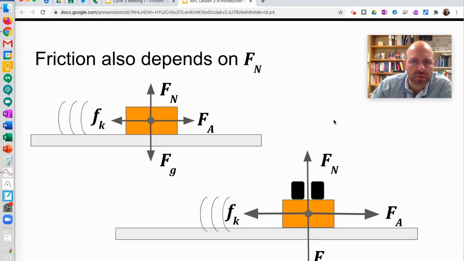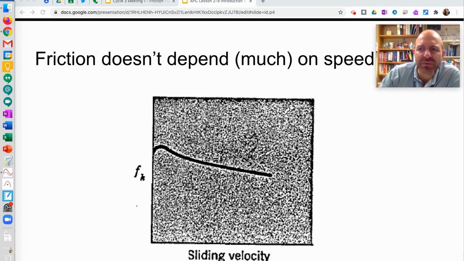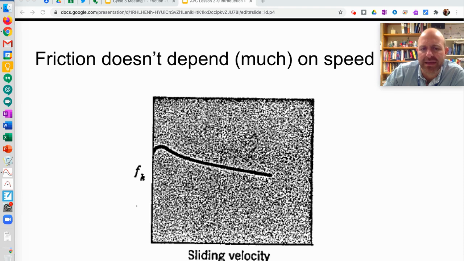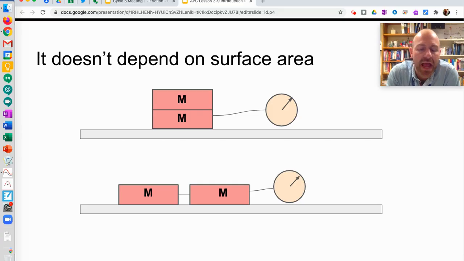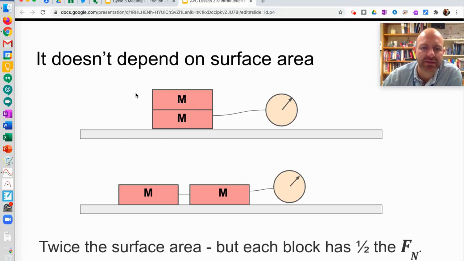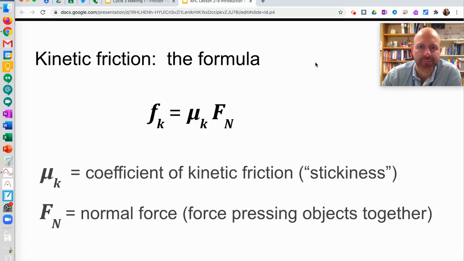But you can also see that it doesn't really matter how fast you're going. If you're going really fast, the friction decreases a little bit, but we generally say that the kinetic friction is constant whenever it's moving. It doesn't depend on surface area either. This is a harder one to see, but it turns out that whether you take these two masses and drag them with a scale, either when they're stacked on top of each other or connected in the middle by a string, you get the same result. The basic idea here is that, yes, you have twice the surface area, but each mass then has half the normal force, is one way to think about that.